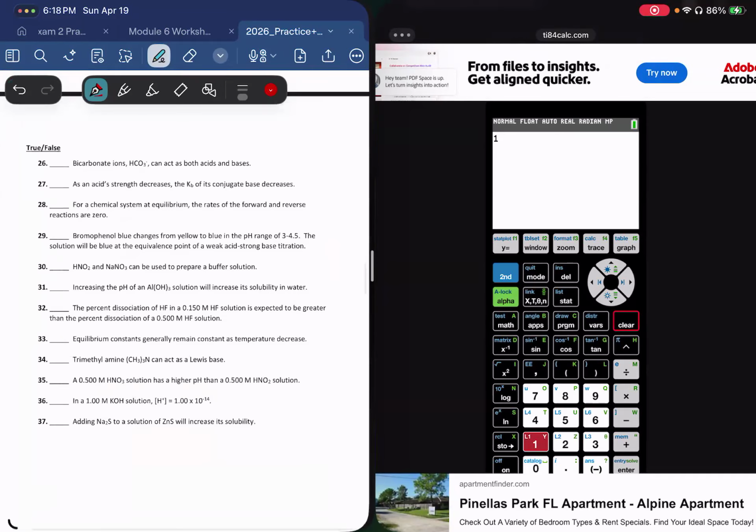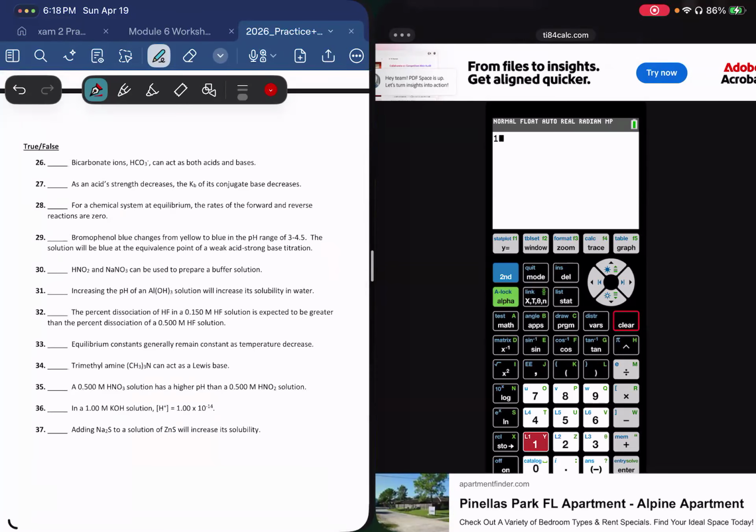All right, let's try to do these questions. I know these are true or false questions. I'm going to give you guys 5 minutes to do all these. You guys got this. I believe in you.